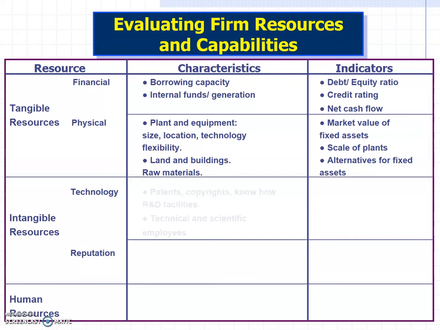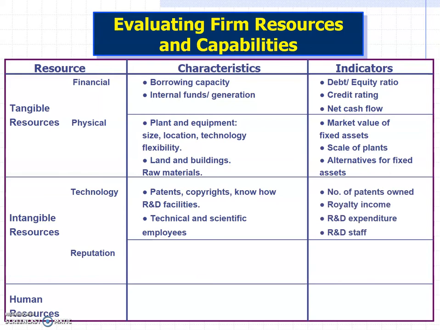If we look at intangible resources, we can look in terms of technology like patents, copyrights, internal know-how, R&D facilities, the technical and scientific employees. As indicators or measures of these things, we can look at the number of patents owned, the income coming from royalties, the R&D expenditure, the number of R&D staff.